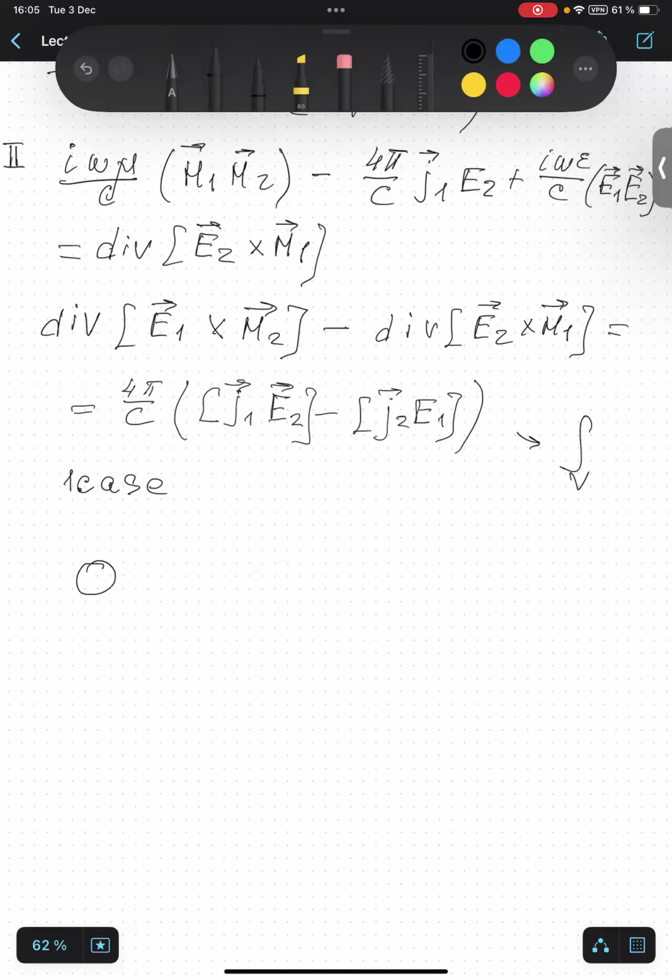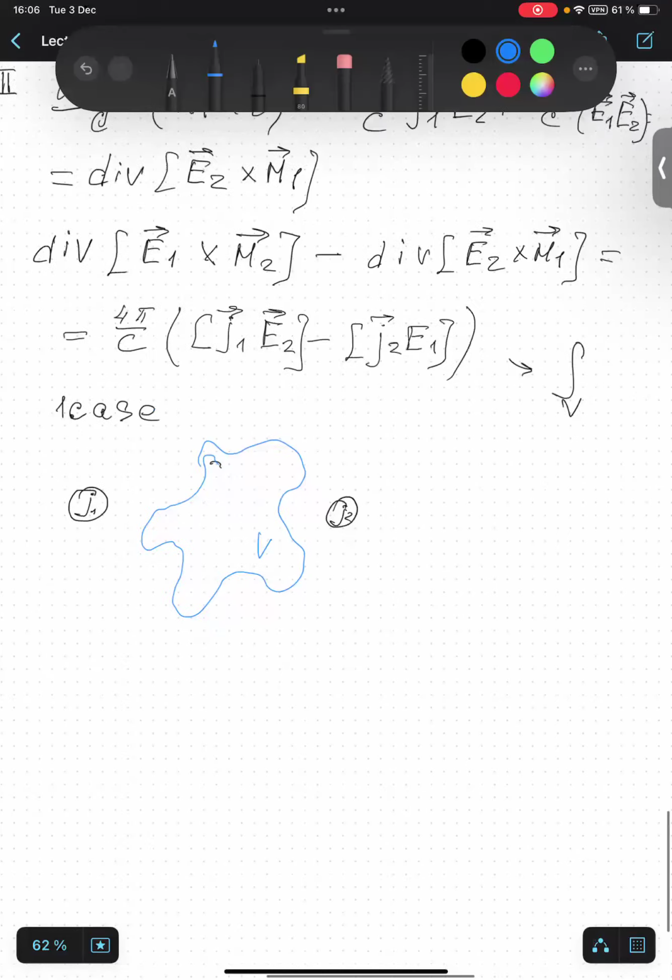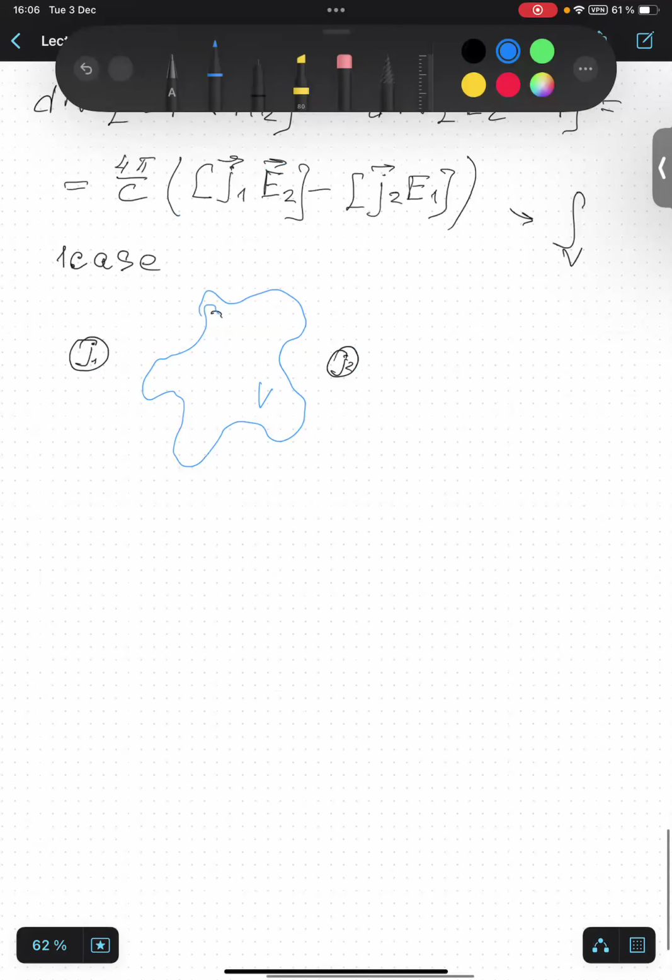We have the first source. We have, for example, a second source. How to choose the volume? How to calculate it? For example, we can choose some arbitrary volume here, which doesn't contain the sources.